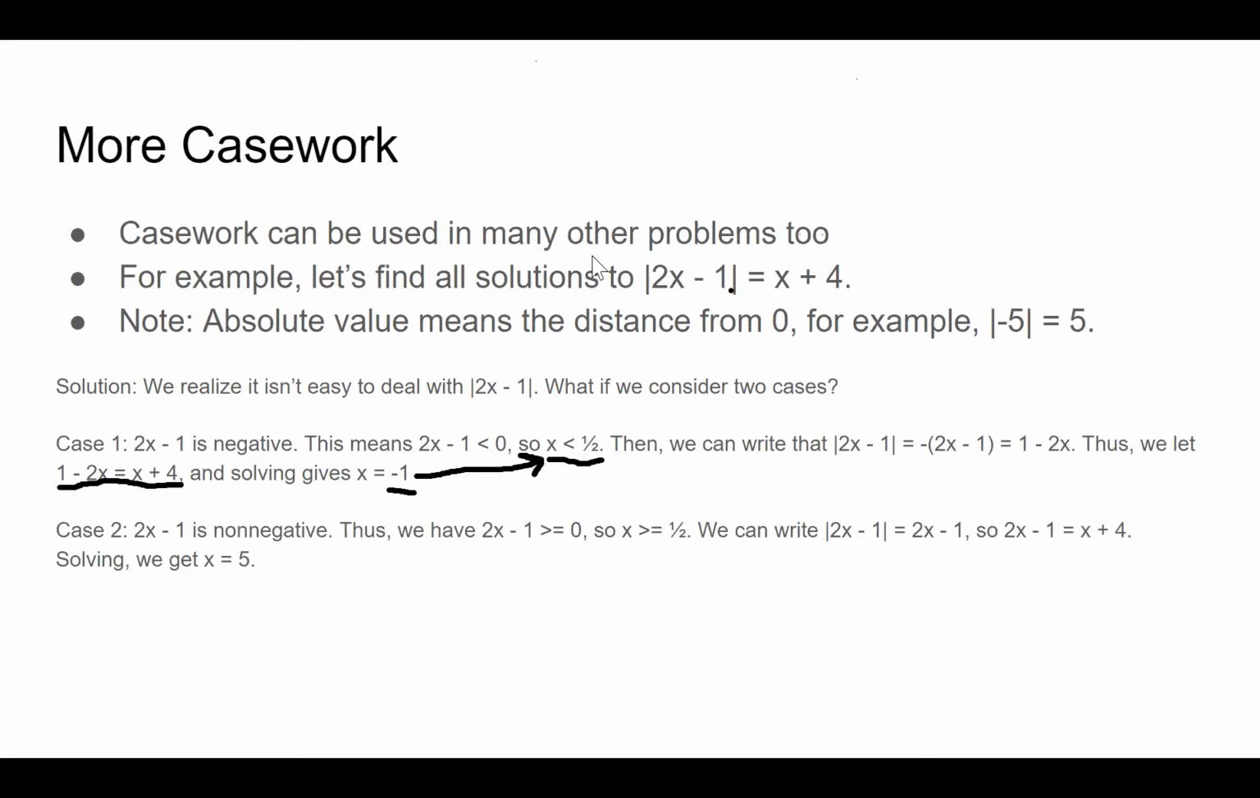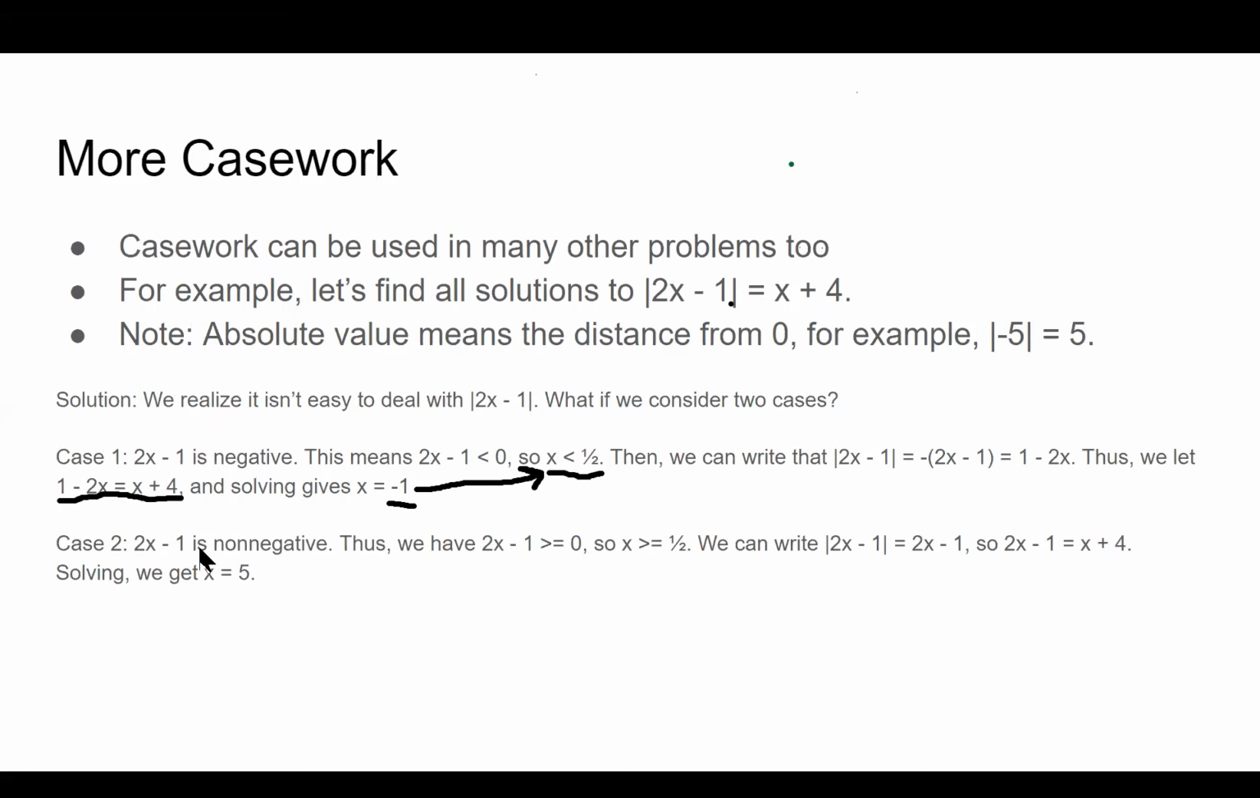Okay. The second case is if 2x minus 1 is non-negative. So this just means 2x minus 1 is not less than 0. And the case for this is x is greater than or equal to 1/2. And in this case, the absolute value of 2x minus 1 is simply equal to 2x minus 1. So we can just write this equation.